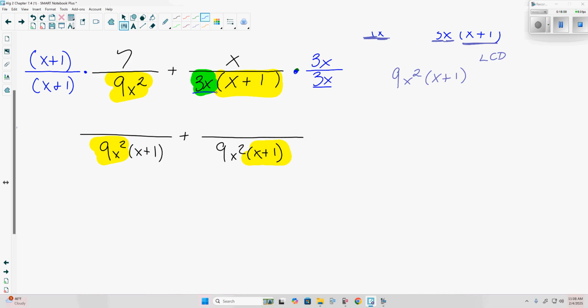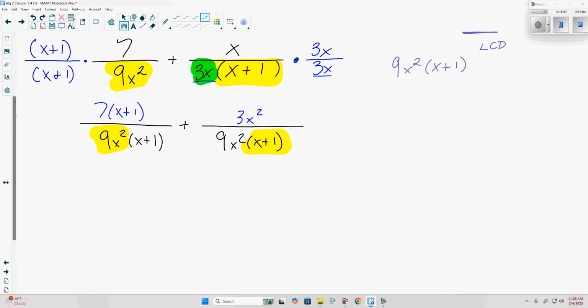Now we need to multiply the numerators. So on the left here, we're going to have our 7 times x plus 1. On the right, we have our x times 3x, which is 3x squared. Questions on this here?